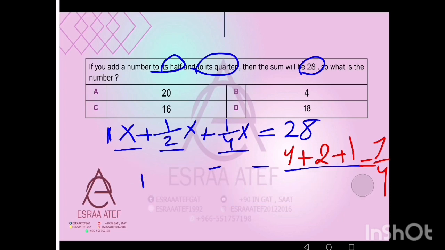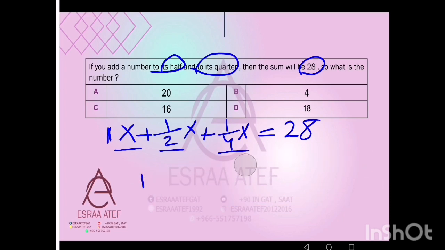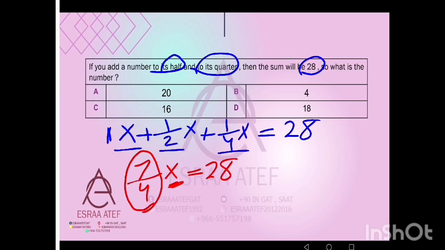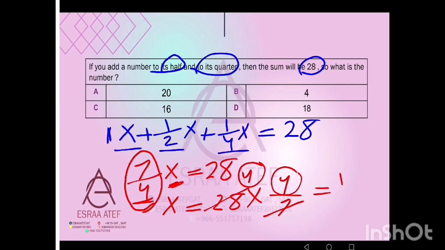Okay, so how can we solve the main equation? We have 7 over 4, x equals 28. To get x, we will multiply by the opposite of 7 over 4. So 28 times the opposite of it, which is 4 over 7. 28, we can cancel it by 7, which will be 4. 4 times 4 will be 16. So the answer will be 16.